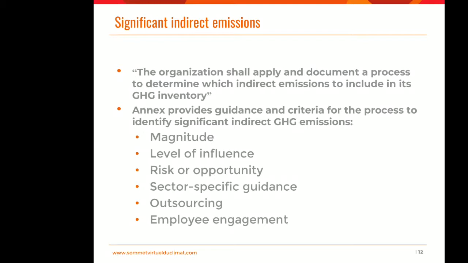For instance, an organization can decide to select indirect GHG emissions based on the magnitude of those emissions, or the level of influence the company has to modify, reduce or increase those emissions. The risk and opportunity aspect is also an important criterion. We also recognize that some sectors can have developed specific guidance to identify which indirect emissions are significant, but you can also use additional criteria such as outsourcing or employee engagement.